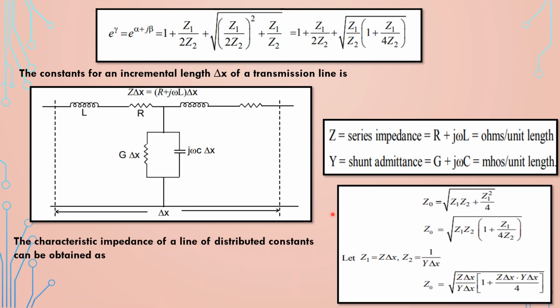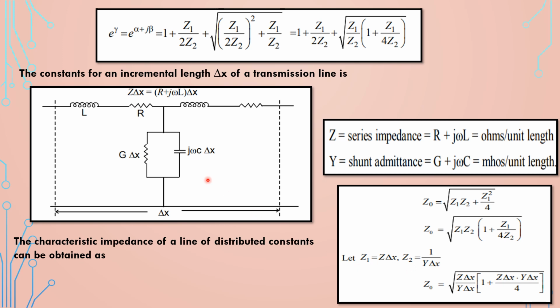By using the binomial theorem, we can find the gamma value. As we just derived, Z0 is equal to this equation, and we'll write Z1 and Z2 as common, so that we can write this equation like this. Now from this diagram, we can write what Z1 and Z2 are, that is, the series arm impedance and the shunt arm impedance.